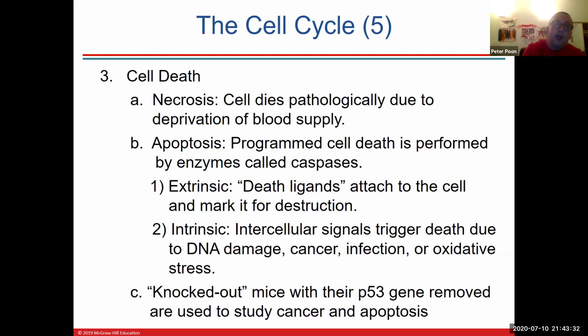Cells have two ways to die: necrosis, which is a bad way, and apoptosis, which is a good way. Necrosis is when a cell dies through some type of pathology, like virus infection, lack of oxygen, or buildup of waste. The cell dies abnormally. That's not a good thing, because whatever's causing the cells to die is still there.